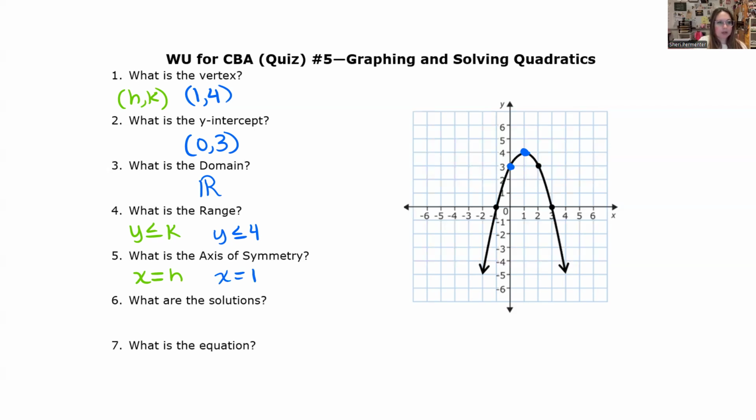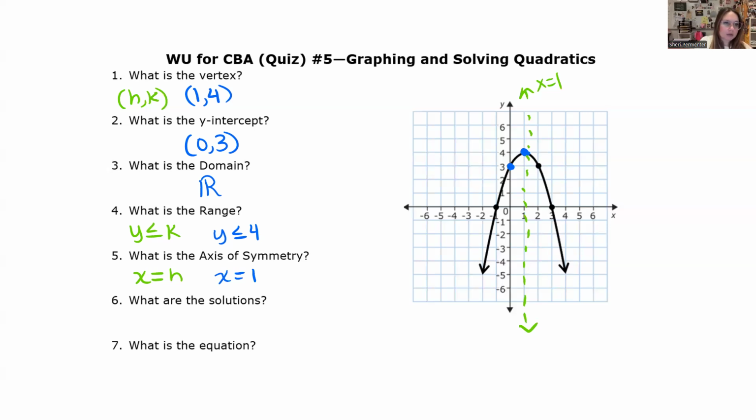Okay, axis of symmetry. I didn't ask you to draw it on there, but the axis of symmetry is actually this invisible line. We'll pretend like I made a nice line. X is equal to 1. It's the line that cuts your graph in half, and you have symmetry on both sides. That's why it's called the axis of symmetry.